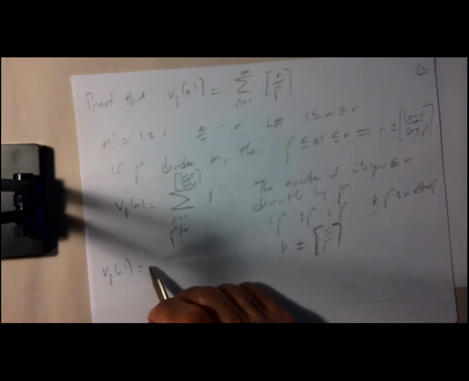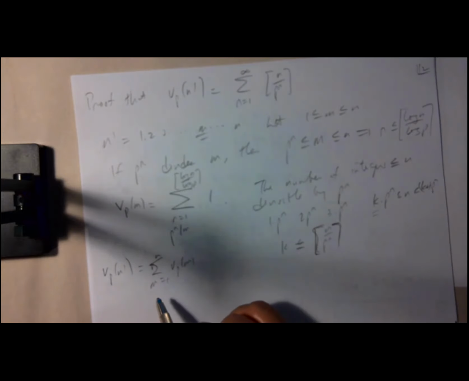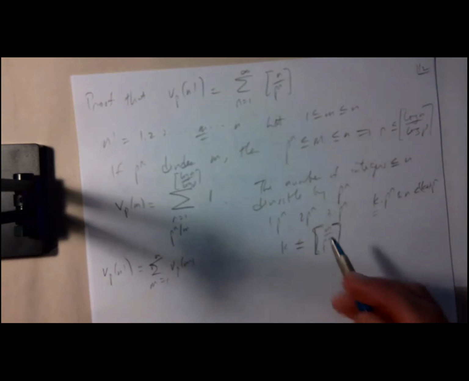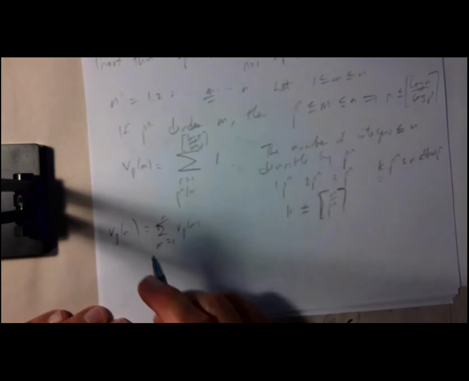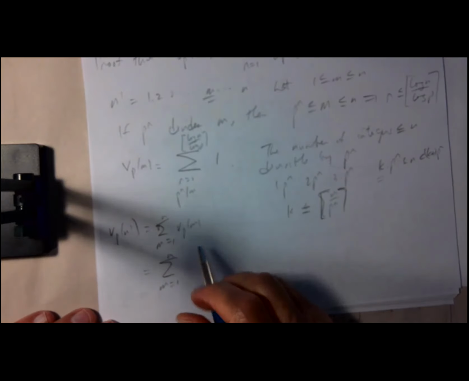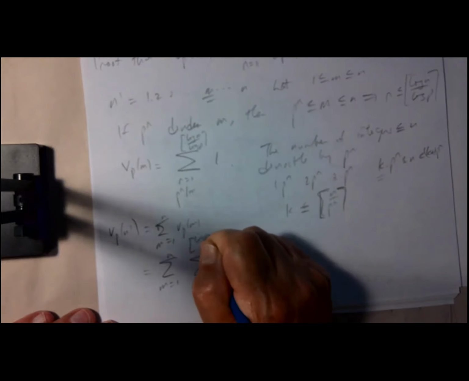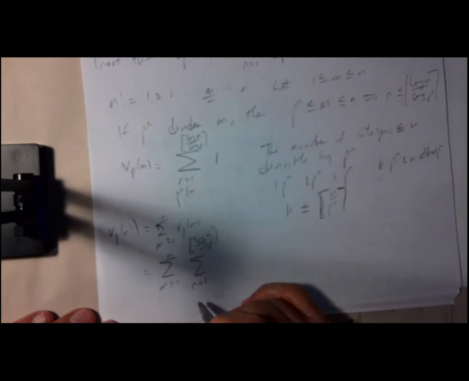So by the addition rule, this is the sum for every m from 1 up to n of v_p of m. What is v_p of m? Here's the formula. So this is the sum, m goes from 1 up to n, of the sum, r goes from 1 up to the integer part of log n over log p, of 1 if p to the r divides m.